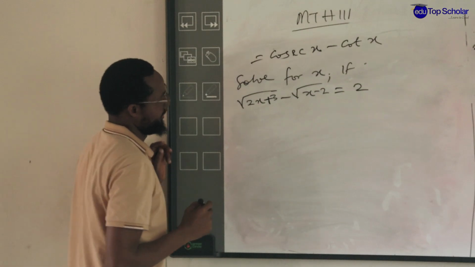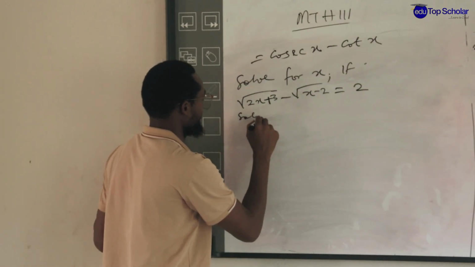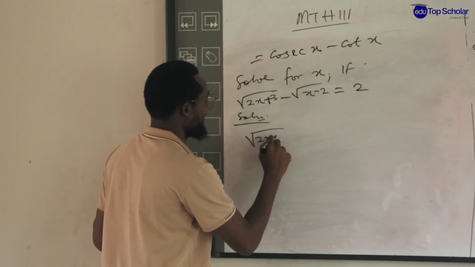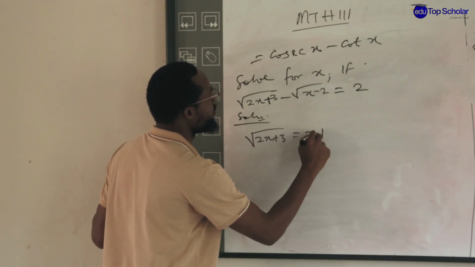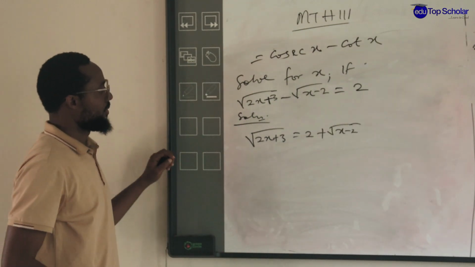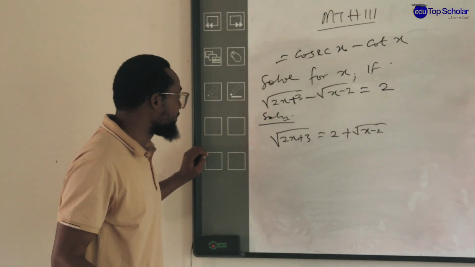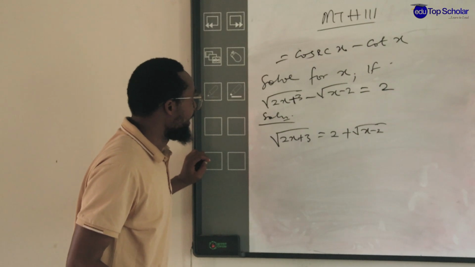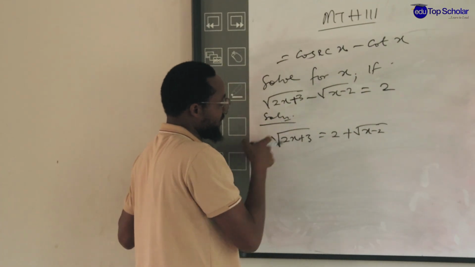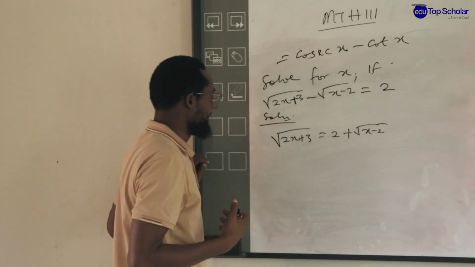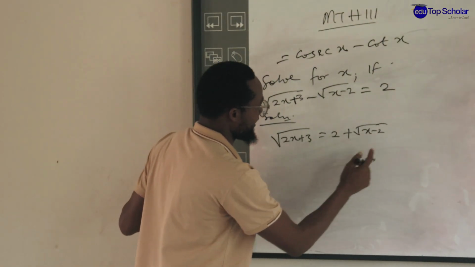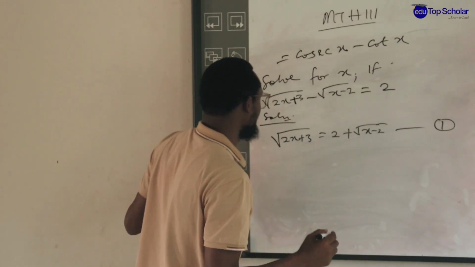Now from here, we want to solve this problem. Of course, we can rewrite this as root 2x plus 3 equals 2 plus root x minus 2. What can we do to reduce this? If we square both sides, because I'm not comfortable with this sort of thing. Now, if we take the square of both sides, we can start to name our equation. Name this equation 1.